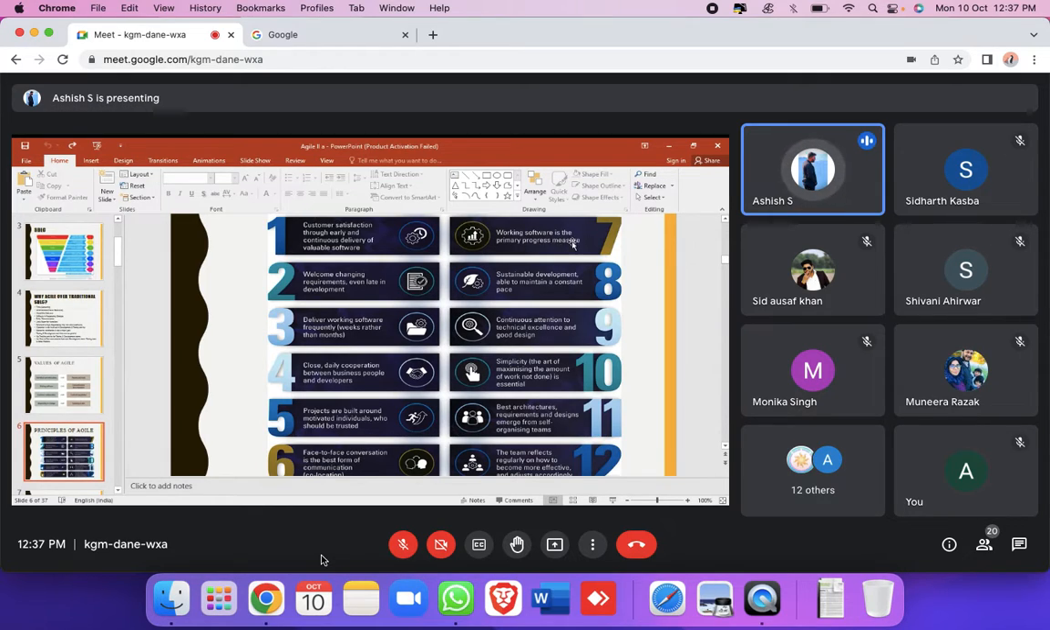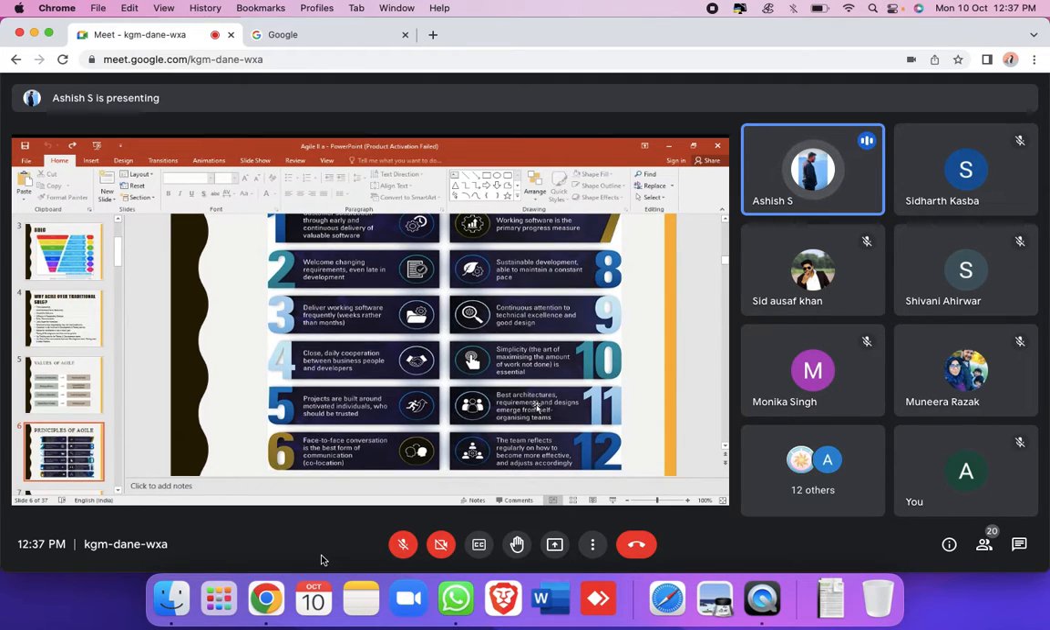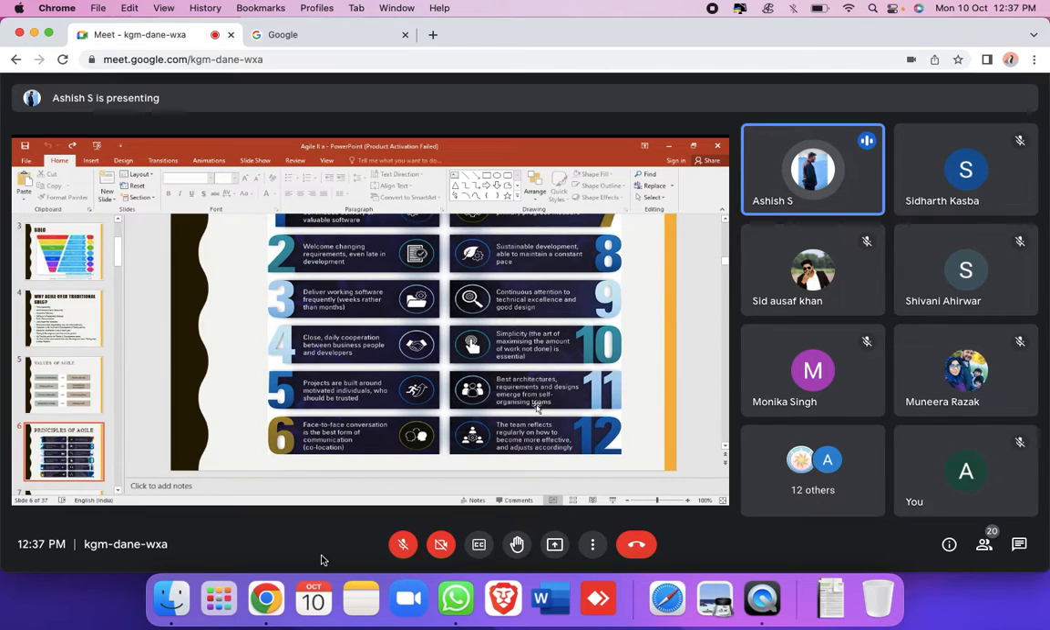And working software is the primary measure of progress, with sustainable development able to maintain a constant pace, continuous attention to technical excellence and good design, simplicity, and the best architectures. Requirements and design emerge from self-organized teams, and the team reflects regularly on how to become more effective. This 12th one is your retrospective meeting. So these are the basic principles we follow in the agile methodology. Can we move on to the next one? Yes, sir.